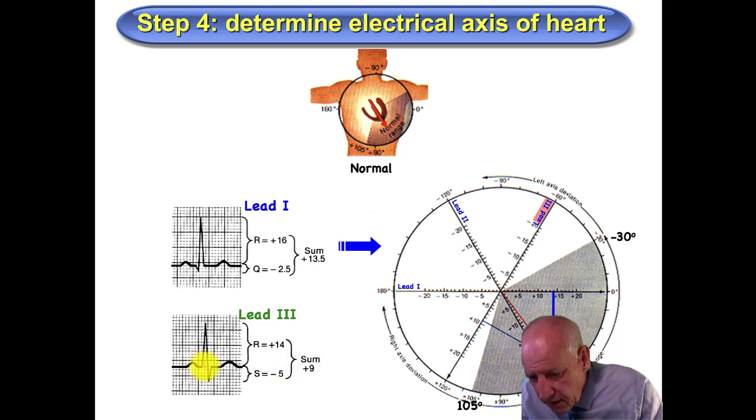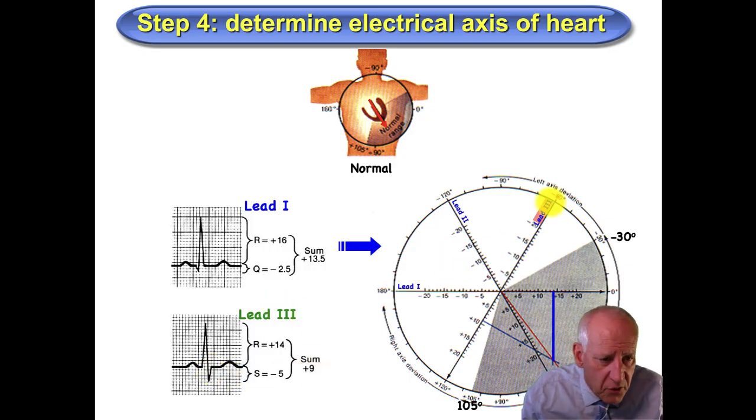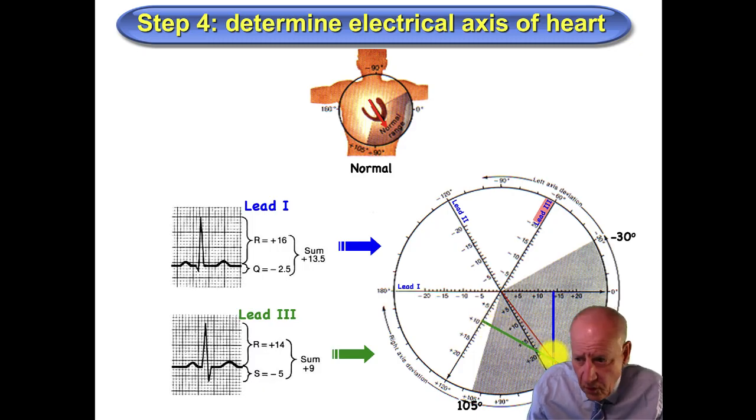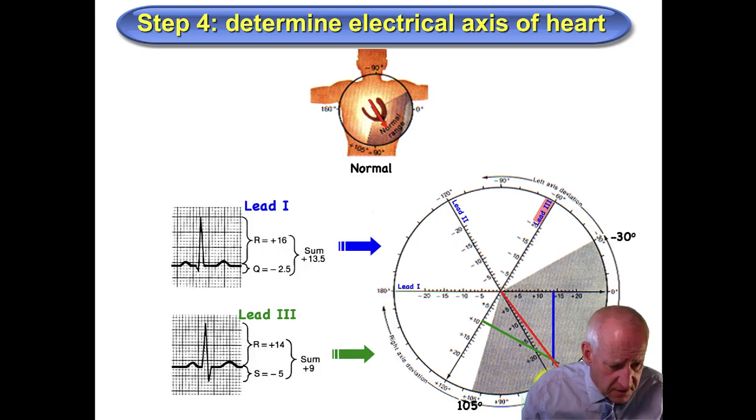In this lead 3 recording, the height of the QRS above isoelectric is 14, in other words, the R wave, and the negative deflection is -5, the S wave. We sum those together to get +9. We come over to lead 3. We come down to +9, and we draw a perpendicular from that point. The point at which these 2 lines intersect gives us the axis in degrees. And this person's axis is 53 degrees. That is well within normal.